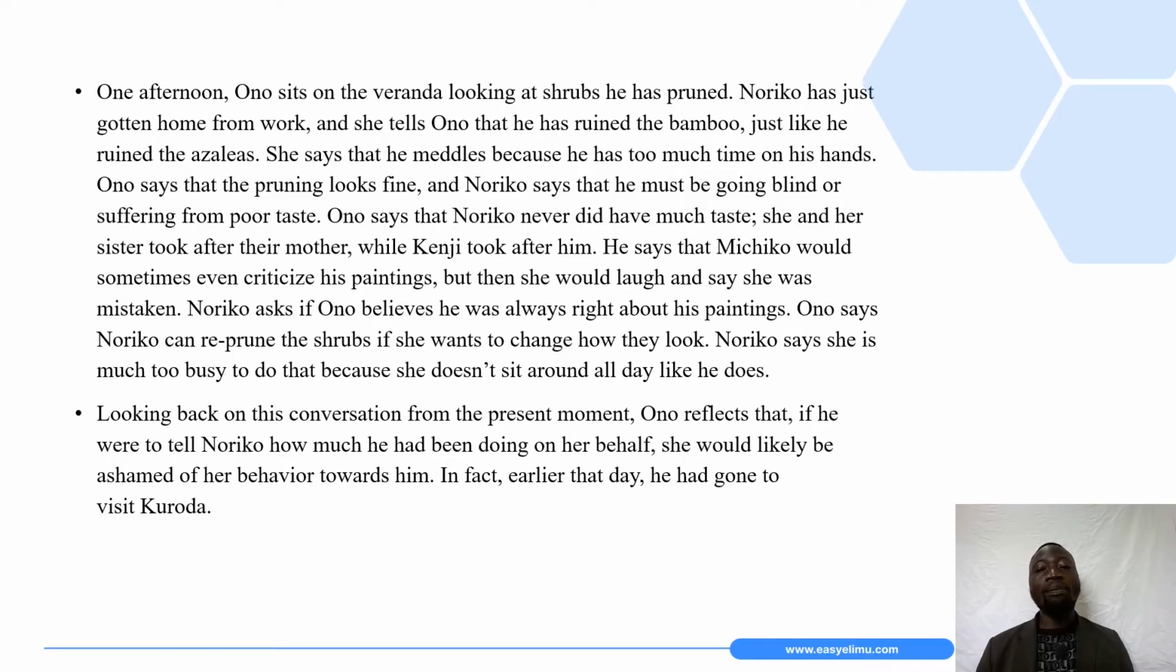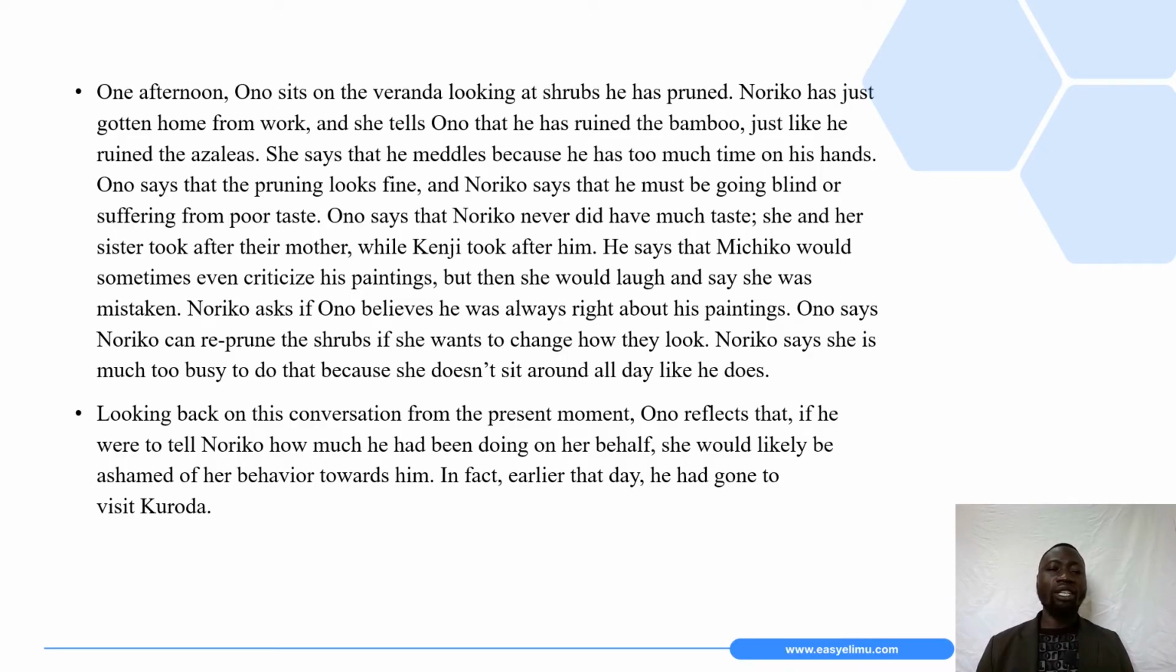Ono says that the pruning looks fine, and Noriko says that he must be going blind or suffering from poor taste. Ono says that Noriko never did have much taste, so she and her sister took after their mother while Kenji took after him. He says that Michiko would sometimes even criticize his paintings, but then she would laugh and say she was mistaken. Noriko asks if Ono believes he was always right about his paintings.